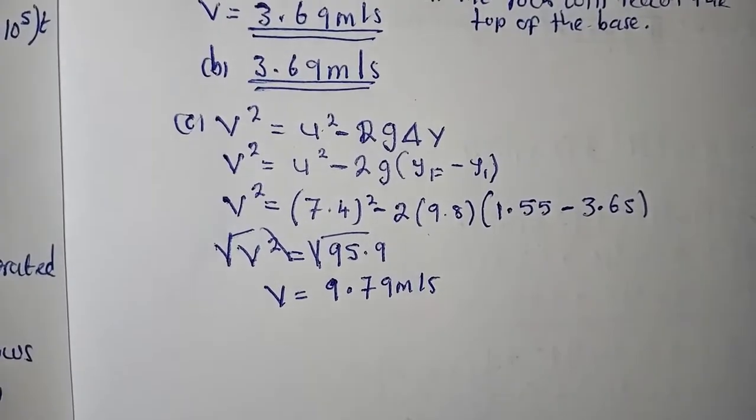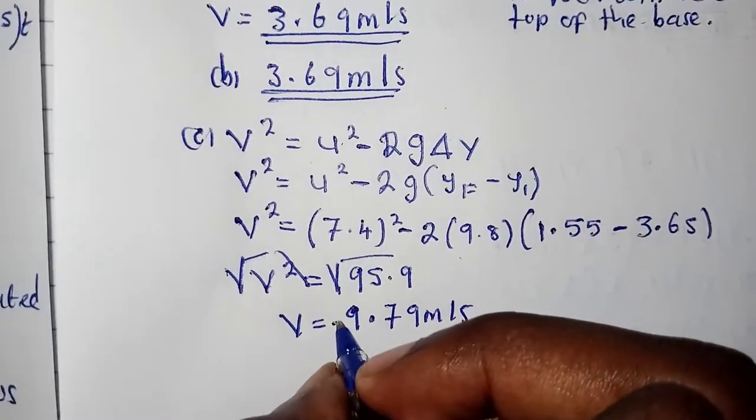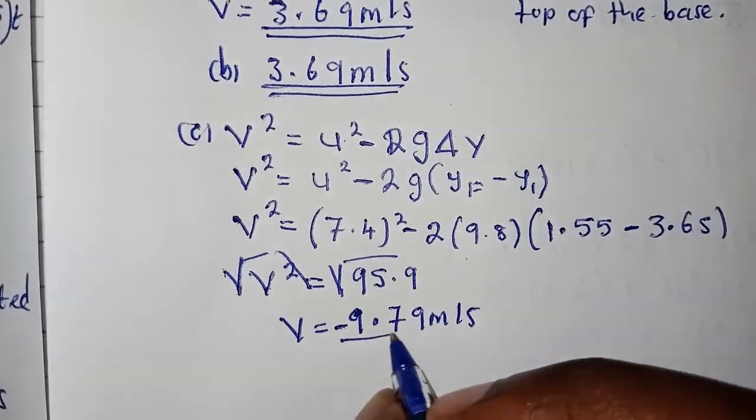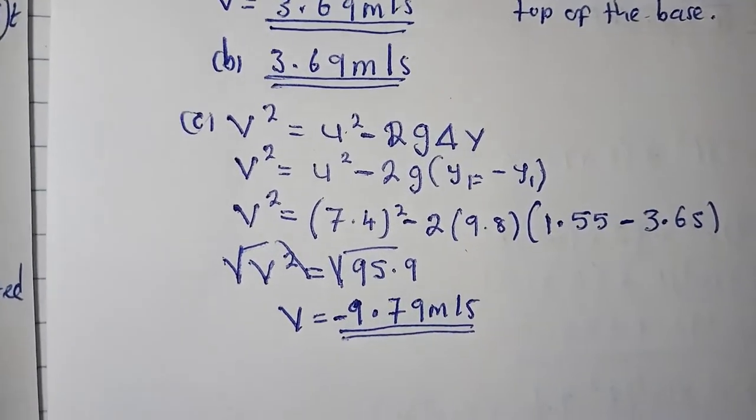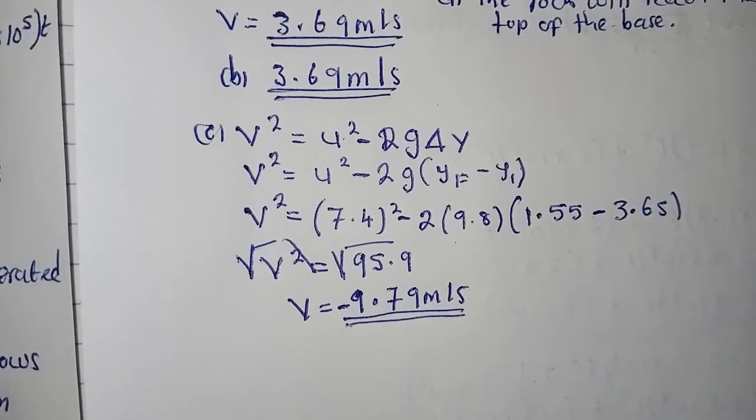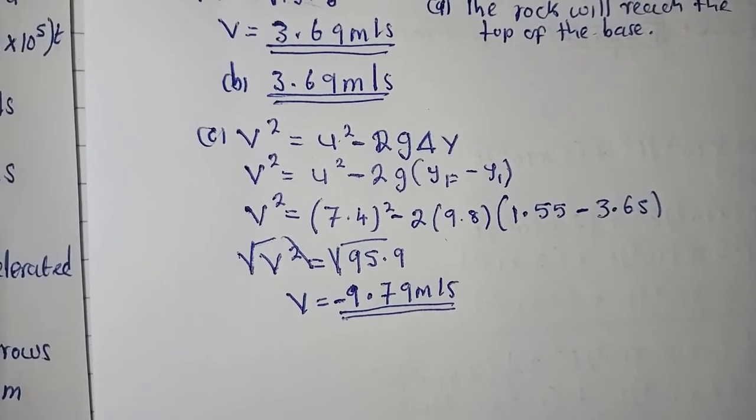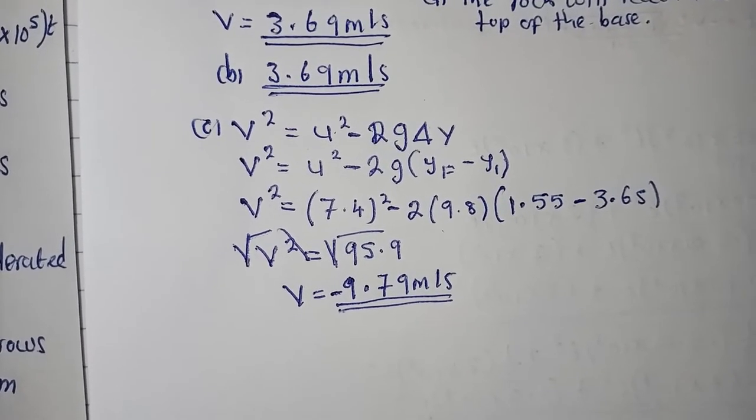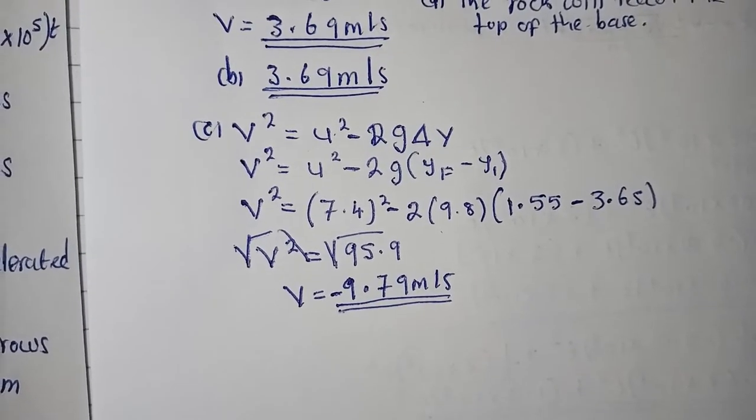Of course, it will be negative. Why? Because the rock is going down there. Please, a negative in physics doesn't mean it's a negative answer. It simply means it's the direction of the rock. It's going down there.